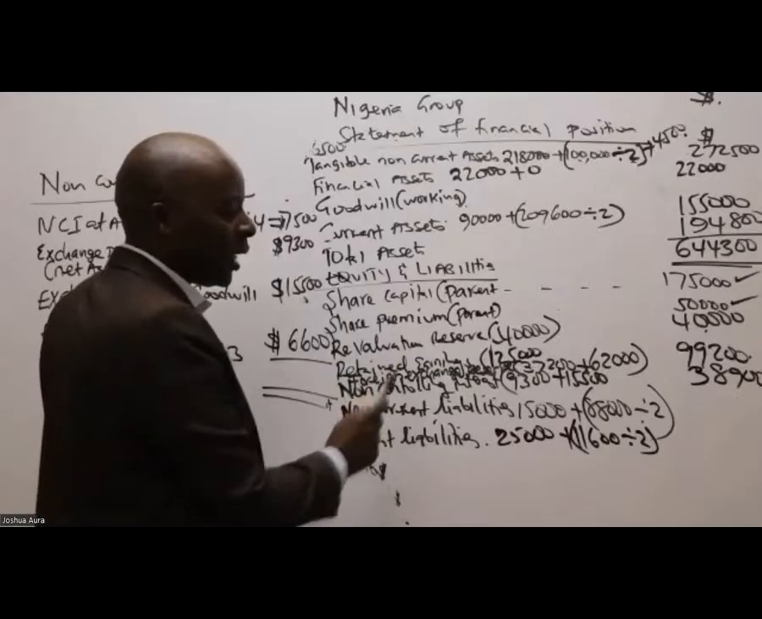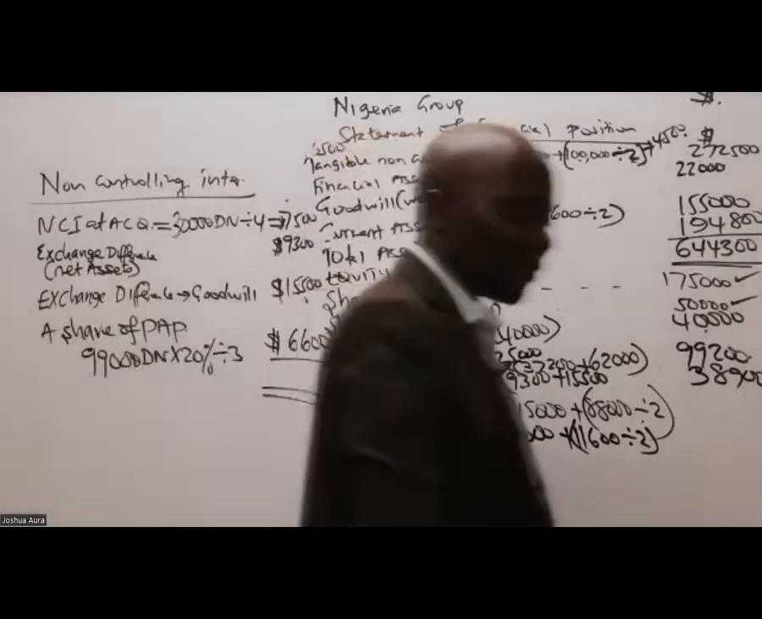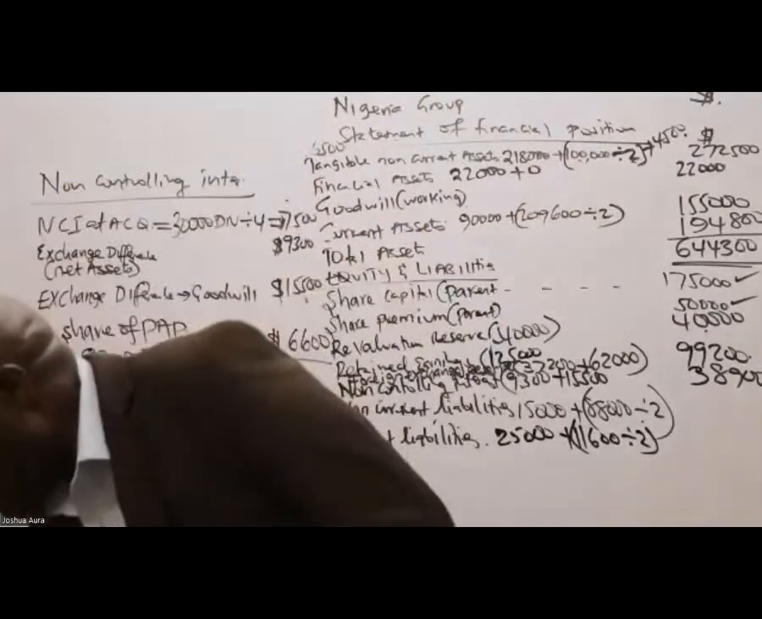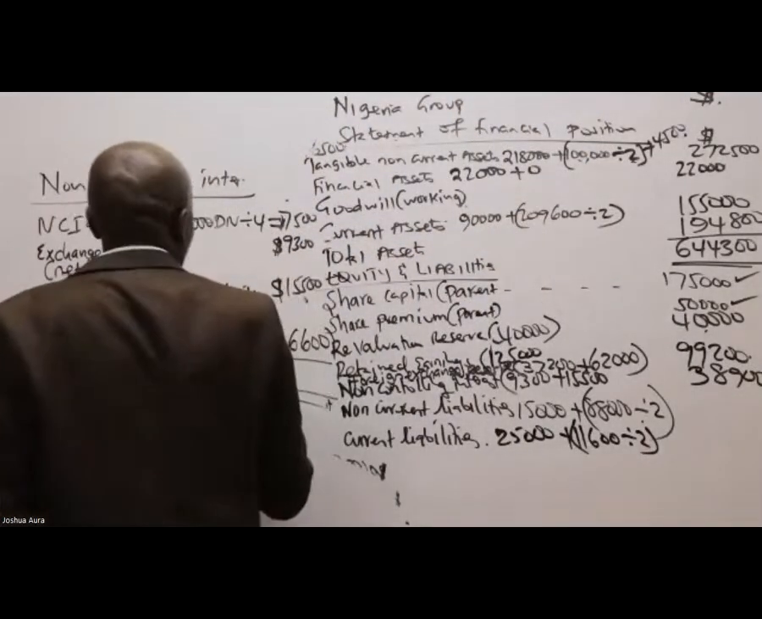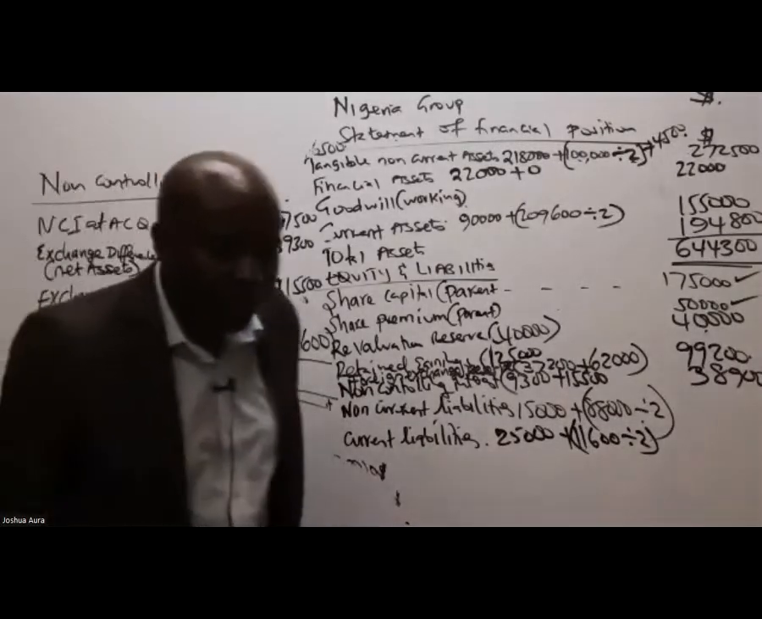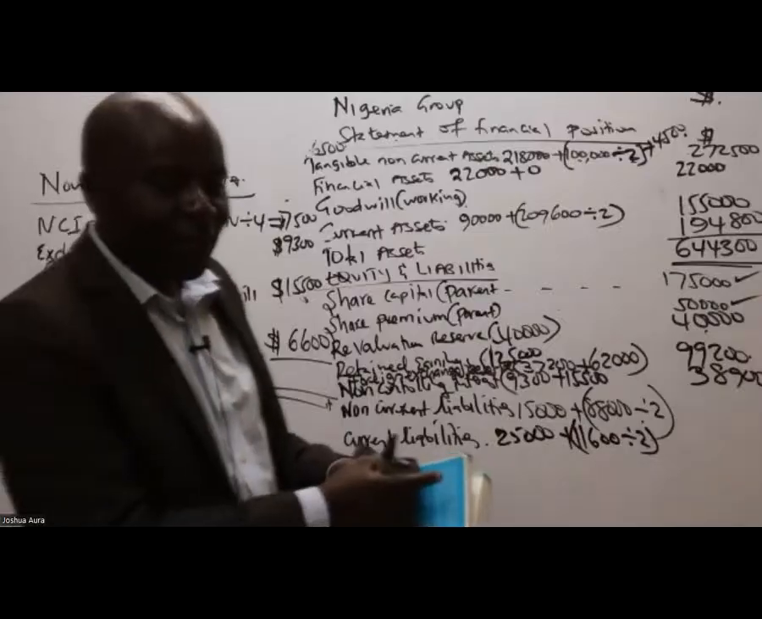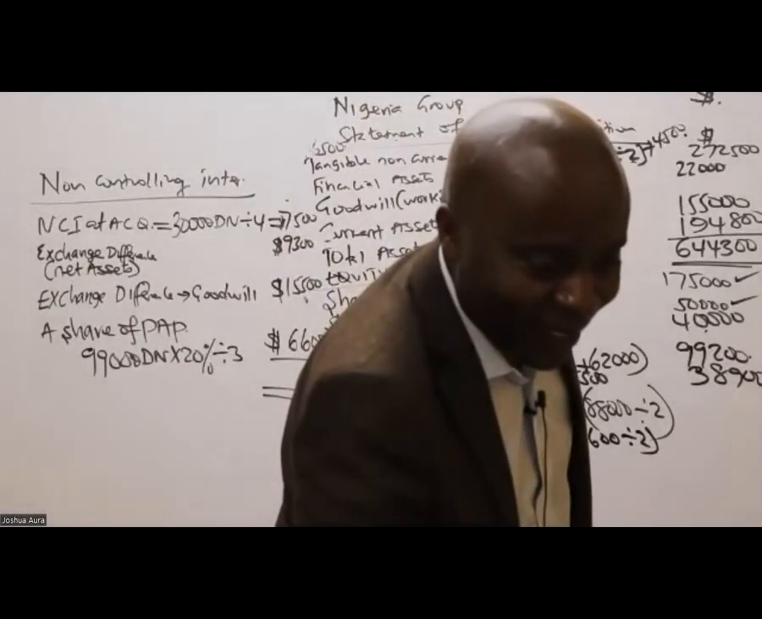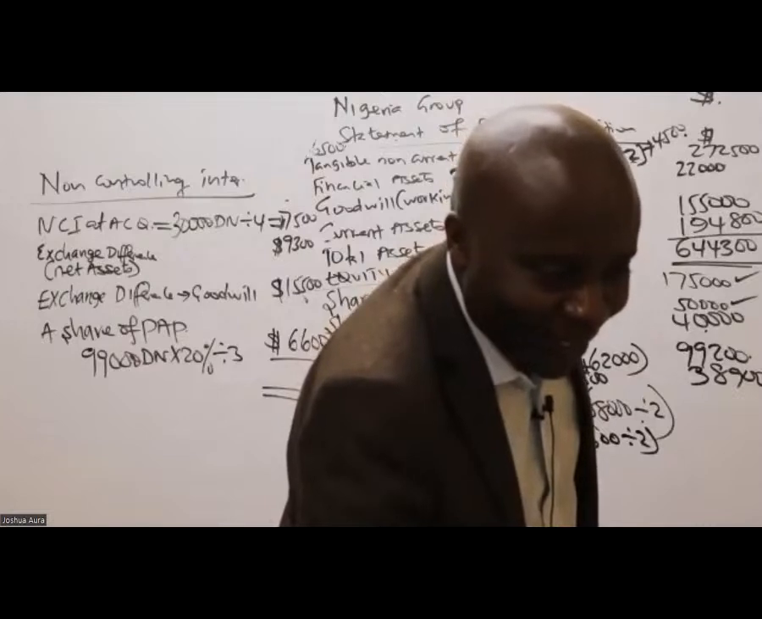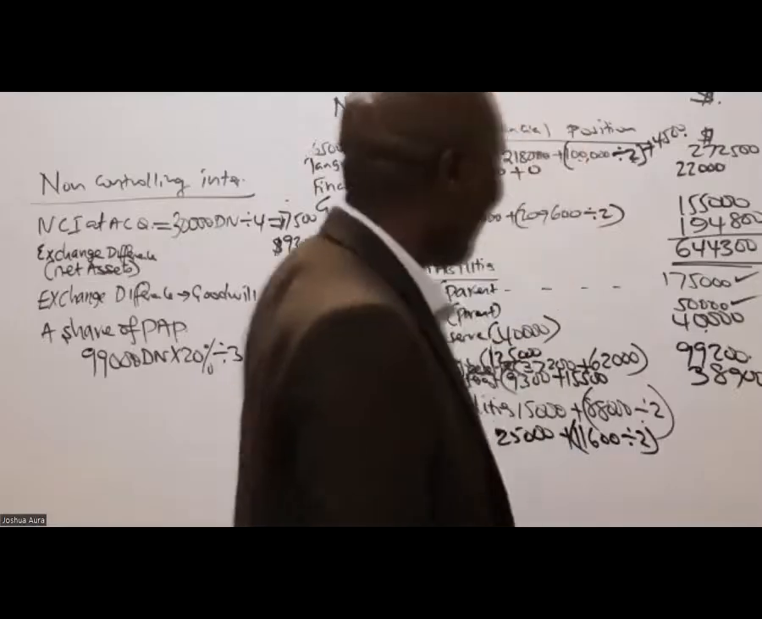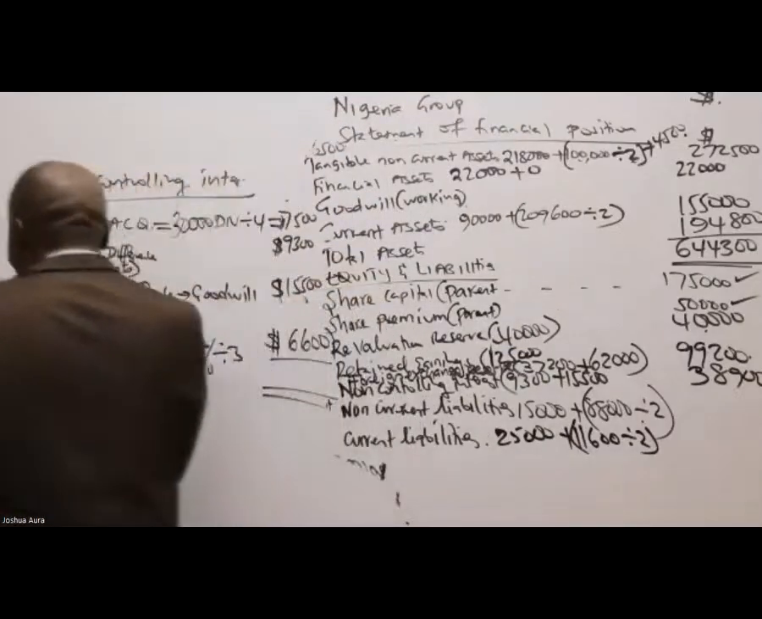Retained earnings, group retained earnings. So group retained earnings, what do we have there? So can I wrap this? Let me see. Yes, thank you very much.